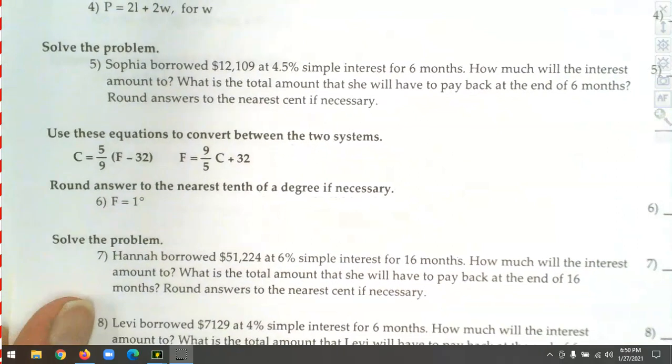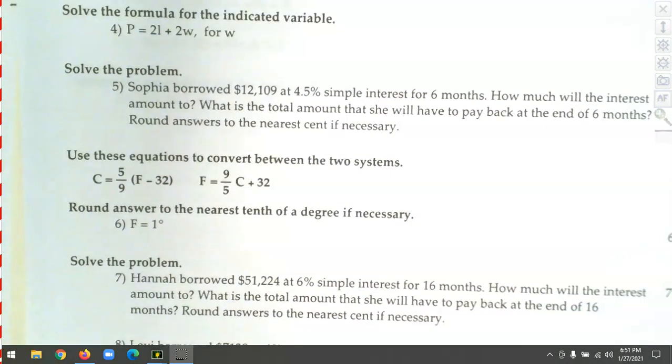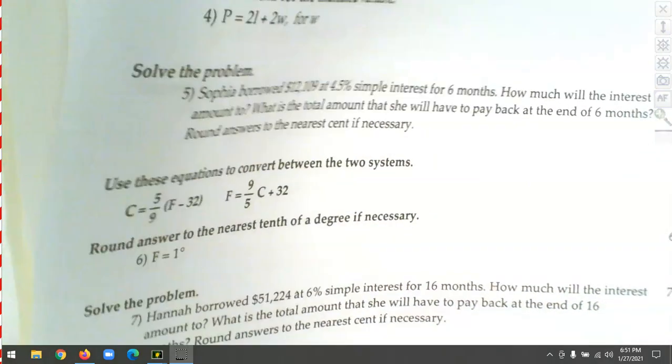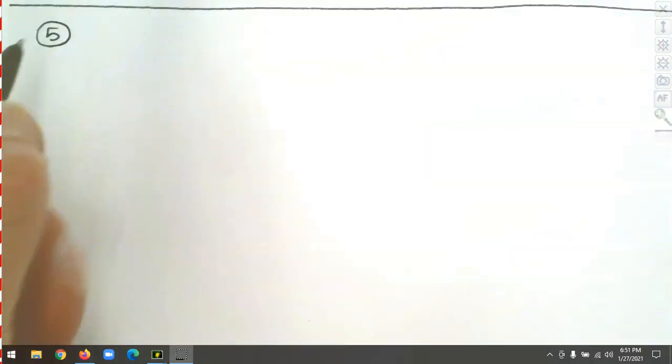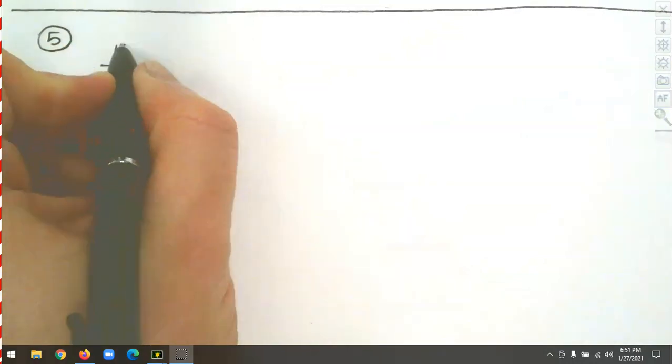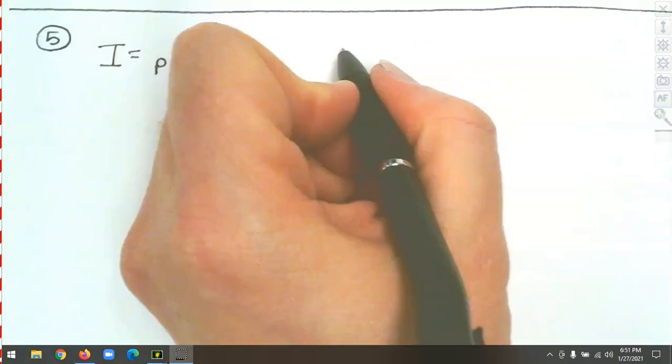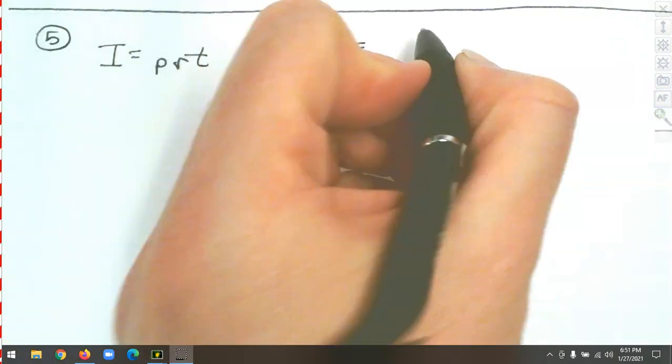So question 5 says, Sophia borrowed $12,109 at 4.5% simple interest for 6 months. How much will the interest amount to? And what is the total amount she'll have to pay back at the end of 6 months? Our interest formula is this. Our interest formula is I equals PRT. P is the principal or the starting amount.